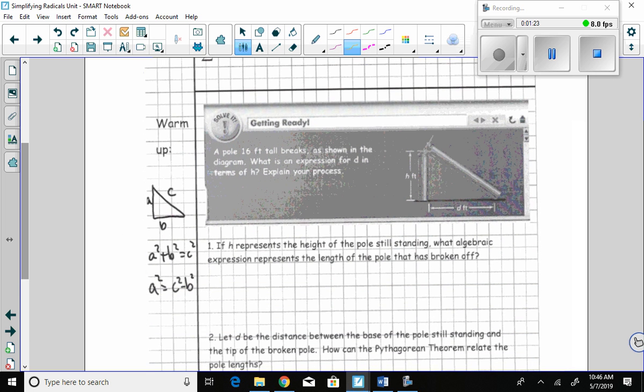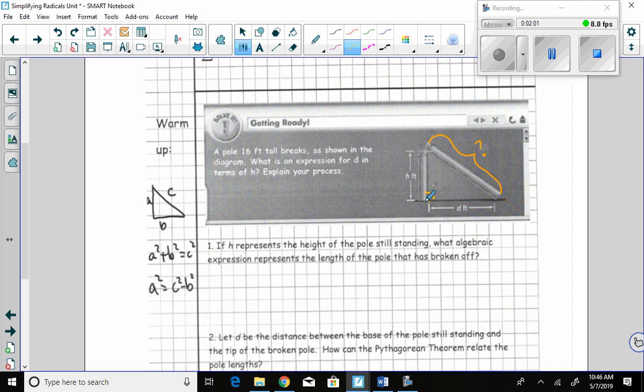A pole 16 feet tall breaks as shown in the diagram. What is an expression for D in terms of H? And explain your process. So we want to figure out ultimately, what is D? How far away is the end of the pole, the top of the pole, now that it's snapped off? So if H represents the height of the pole still standing, what algebraic expression represents the length of the pole that is broken off? So in other words, I want to know how long this piece right here is. Now, this is ultimately a right triangle.